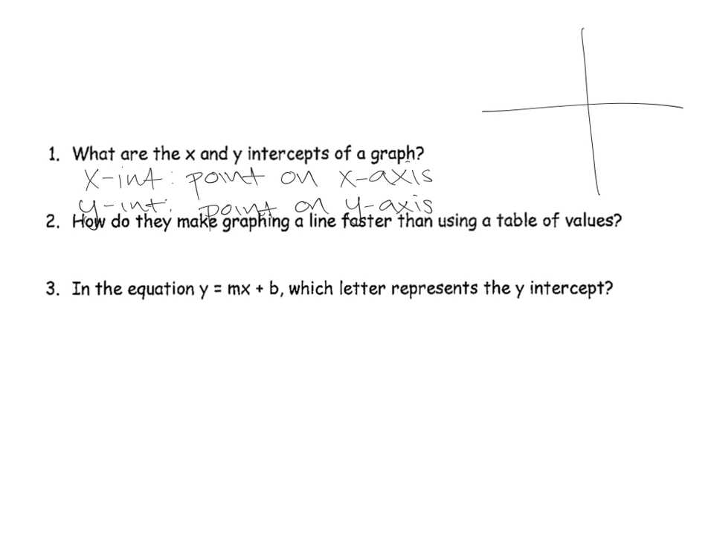So if I draw a graph over here, like Steven said, the horizontal one is my x-axis, the vertical one is my y-axis. An x-intercept is a point that lies on the x-axis. Let's say that this is 4. What would my ordered pair look like? 4, and then 0. Let's say this point right here is also on 4. What number would come first? 0, 4.